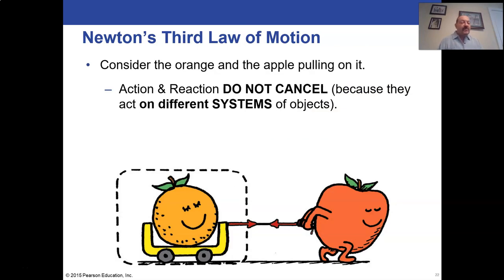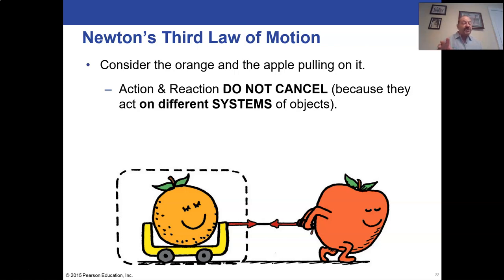So now we'll look at what is pulling it. Okay, so we've got this anthropomorphic apple, an apple that's like a person here with legs. And the action and reaction forces don't cancel. Why? Because they are external to the system we're interested in studying right this minute. We put a box around the orange cart.